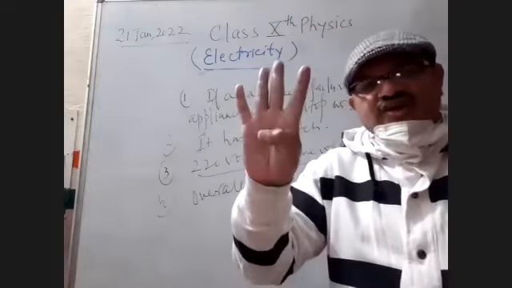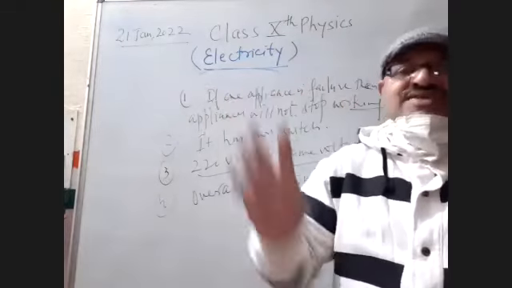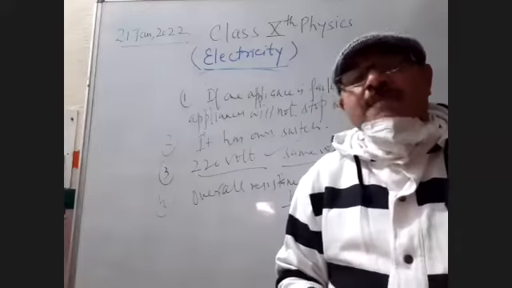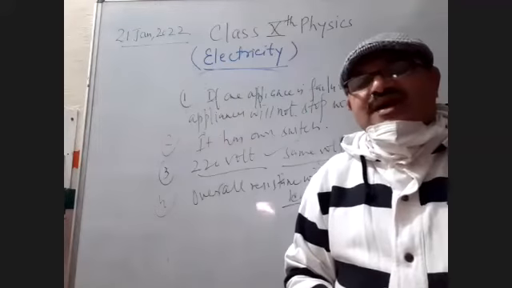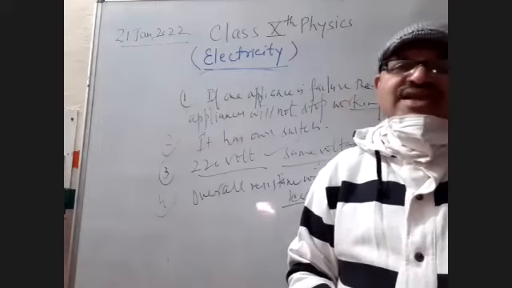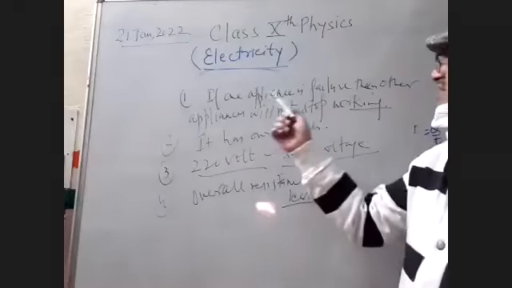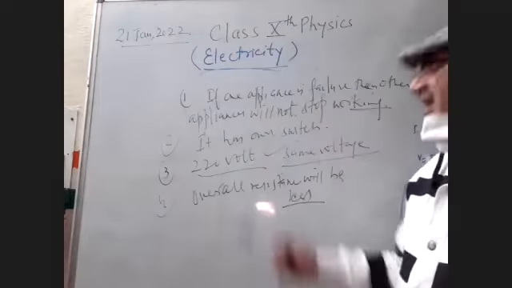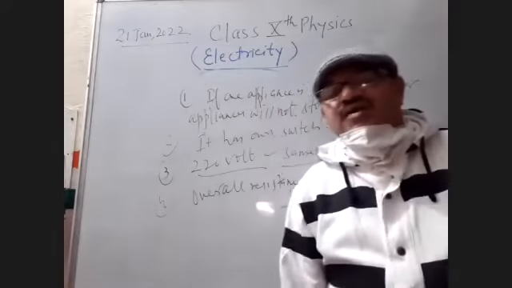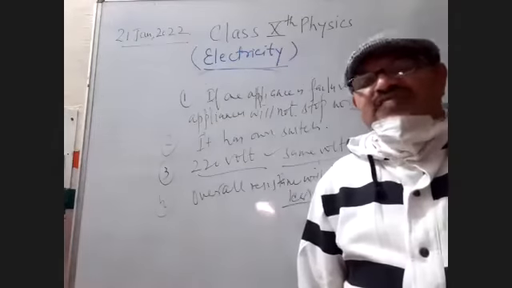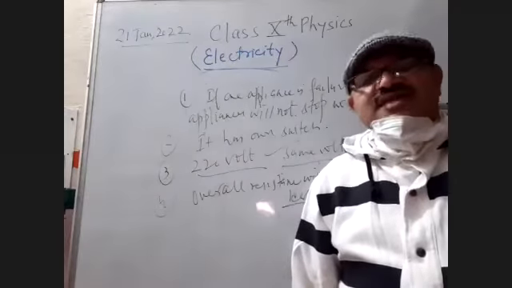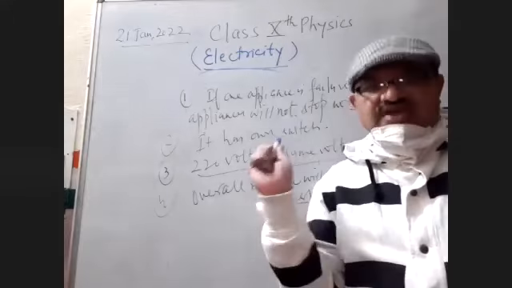So these are the four advantages of why we are using the parallel circuit in comparison to the series circuit. Again I repeat all four steps. First, in case the power supply fails for one appliance, the other appliances will not stop working. Clear, student?